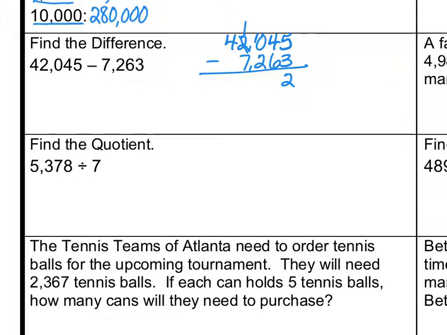The 4 still needs help, but this time when he goes to his neighbor, he has something to give him. So 4 becomes a 14. 14 minus 6 is 8. 9 minus 2 is 7. Now 1 needs some help. He's going to get it from the 4, become an 11. 11 minus 7 is 4, and 3 minus 0 is 3. So our final answer is 34,782.